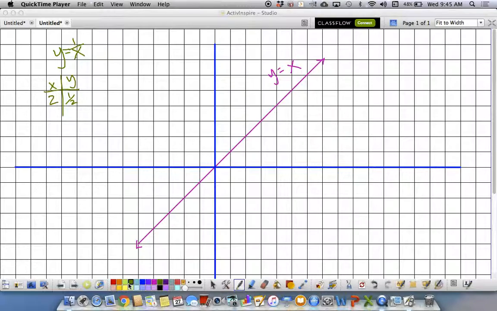What are some other numbers we might want to put in? If x is 1, y is 1. Keep going down. If x is 0, y is undefined. So what happens when things are undefined? At 0, the reciprocal has an asymptote.